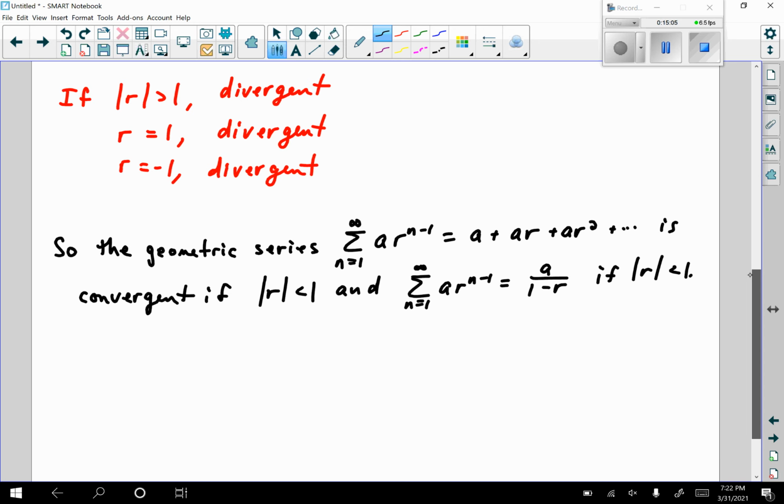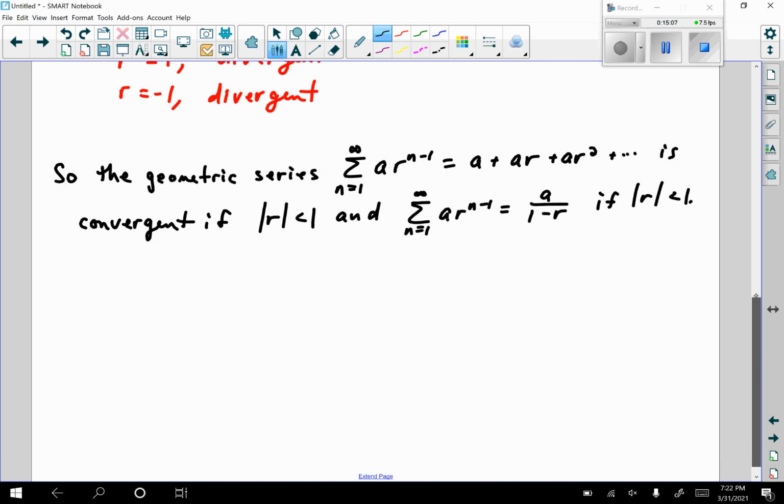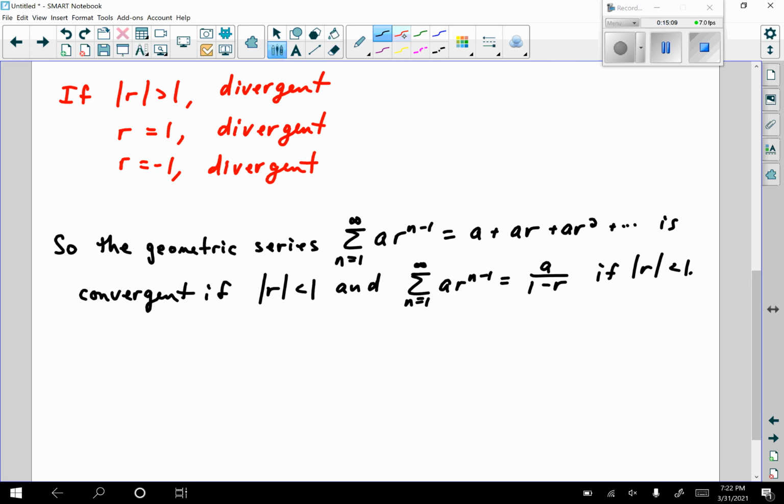We could sort of summarize all the divergent rules into one statement. So if the absolute value of r is greater than or equal to 1, the geometric series is divergent.